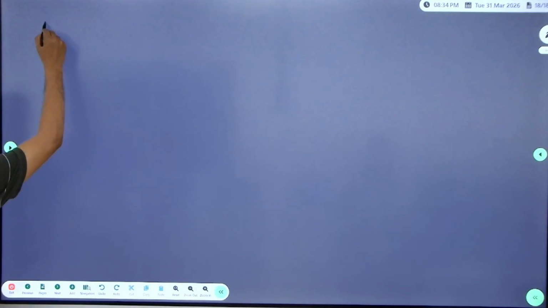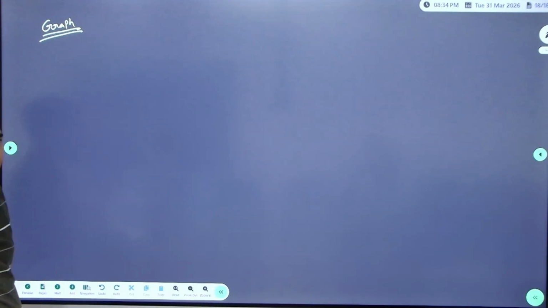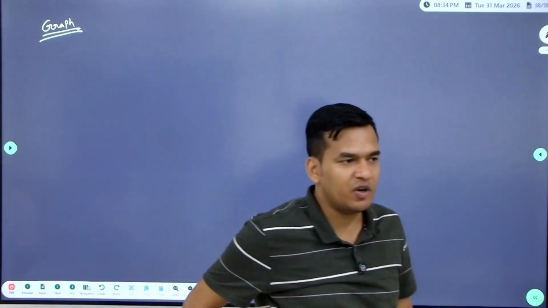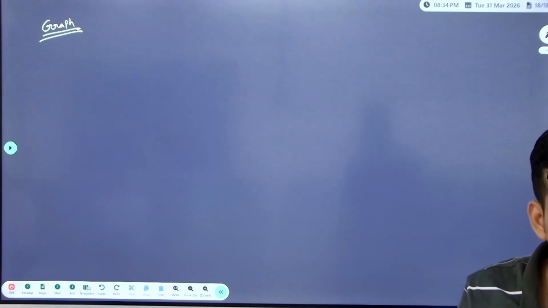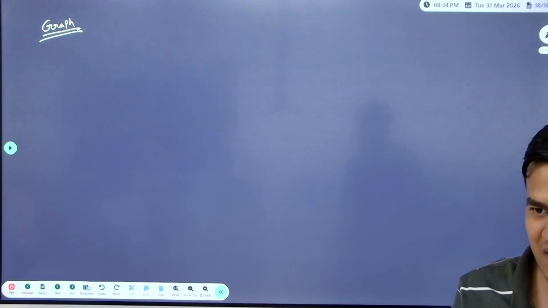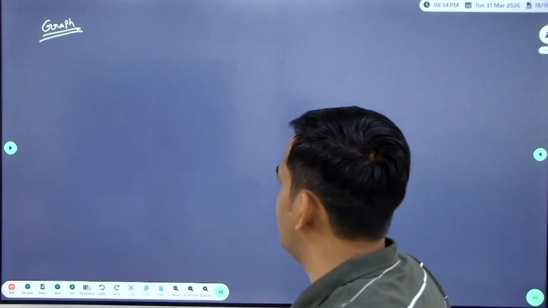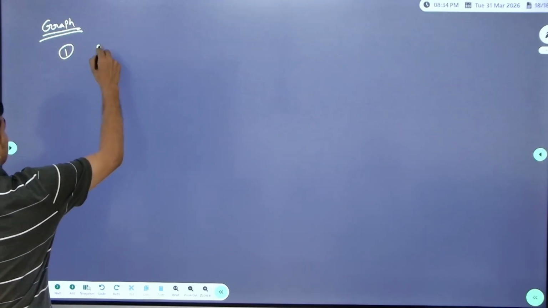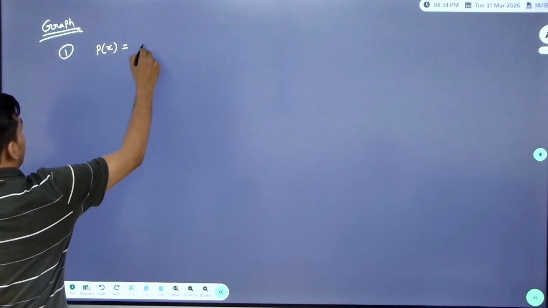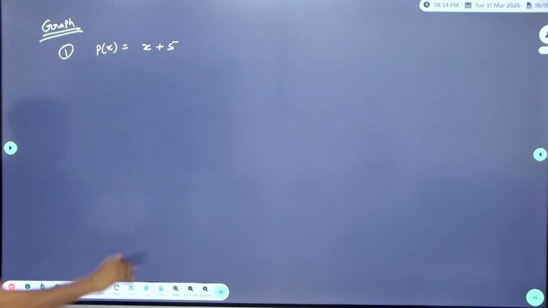So next topic is graph of the polynomial. First type is linear polynomial. Linear polynomial के graph you have seen in the last year. Last year था graph of linear polynomial. चलो देख. So suppose p(x) is equal to x plus 5. This is a linear polynomial and you have to make the graph of this.